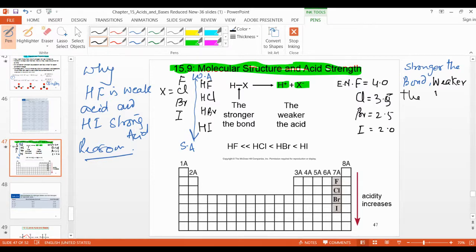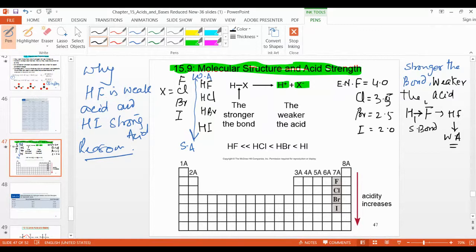Weaker the acid. Now HF, this bond is strong because they will attract and make a strong bond. So this is a strong bond. That's why HF is a weak acid.